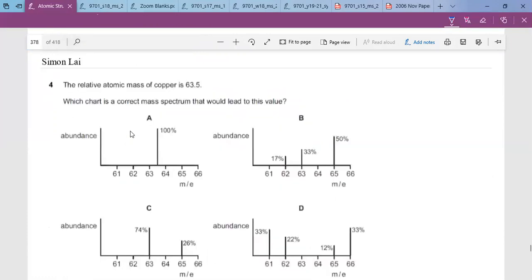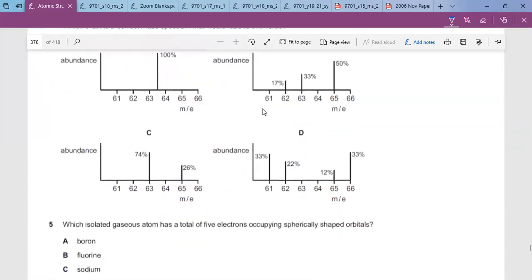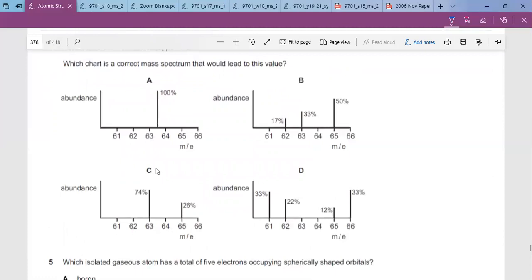Now here, the relative mass of copper is 63.5. Which chart is the correct mass spectrum that will lead to this value? Why can it not be A? 100% 36.5. Tell me what's wrong. How can there be a 0.5? How can there be 0.5 proton or 0.5 neutron? It cannot be. Of course, A is wrong.